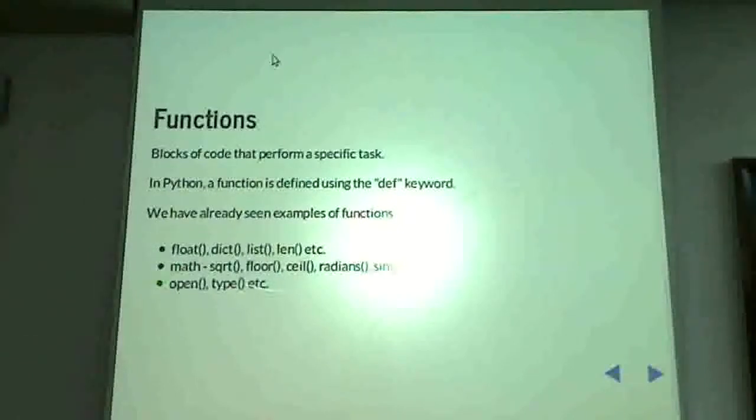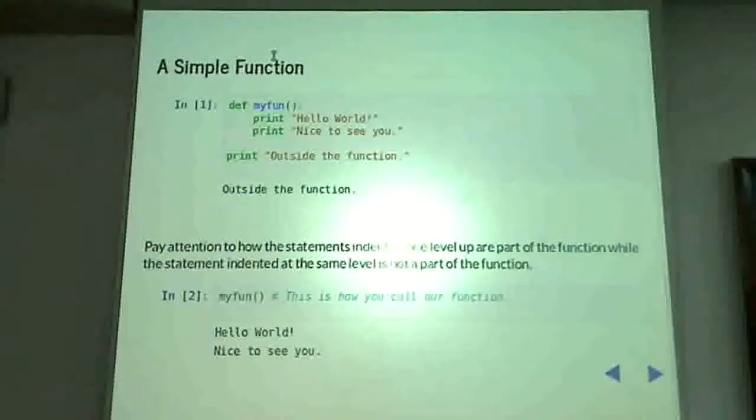We have just seen open. We have also seen type. So these are all functions. They accept some data, or they may not even accept any data, and they'll do something for you. So let's see how to create our own functions. This is a simple function I'll create. The syntax is like this.